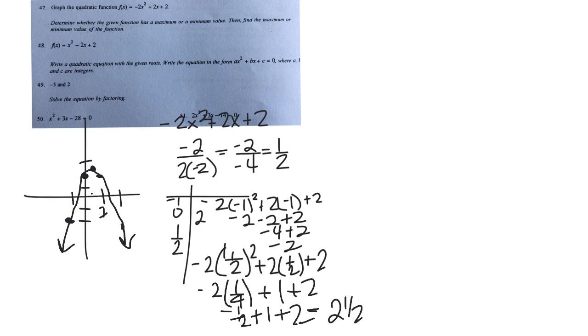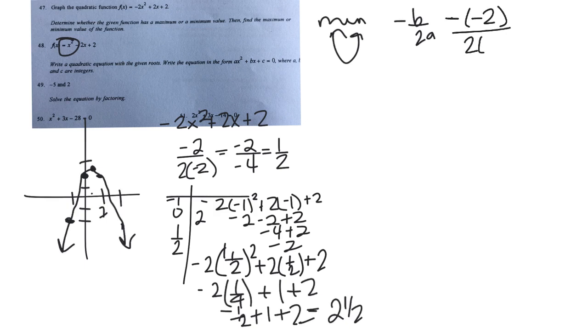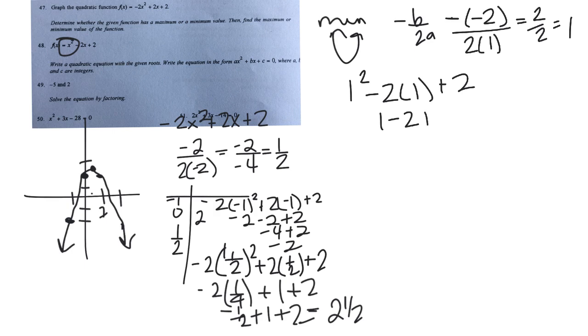Again, determine if it has a max or a min, then find the max or min. So the x squared is positive, so it's going to have a minimum because it opens up. And we use negative b over 2a. That's negative 2 over 2 times 1. So that's 2 over 2, which is positive 1. And we plug it in, x squared, that's 1 squared, minus 2 times 1 plus 2. So that's 1 minus 2 plus 2 equals 1. So it has a minimum value of 1.